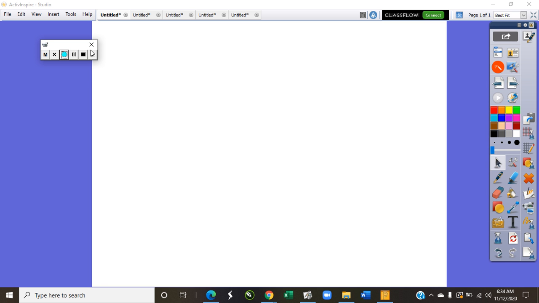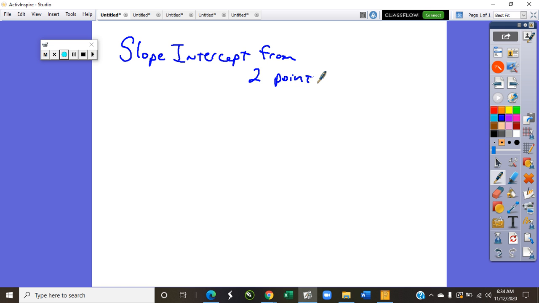Okay. All right. So what we are doing today, we are going to write slope intercept from 2 points. Okay. Now, if you remember, whenever we have 2 points, okay, we can use those 2 points to find the slope. We don't even have to graph. Okay, remember we did that last week.